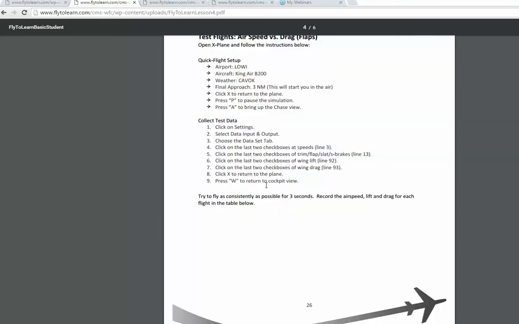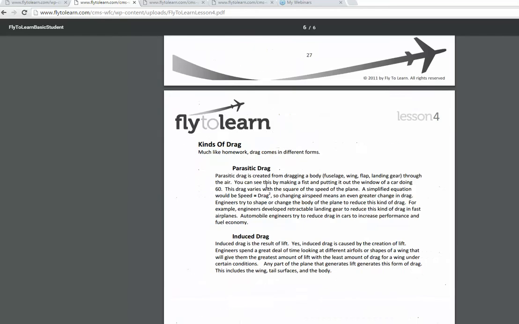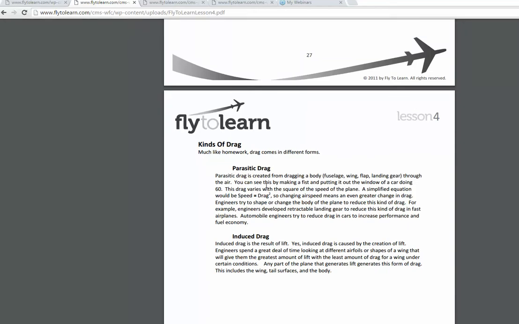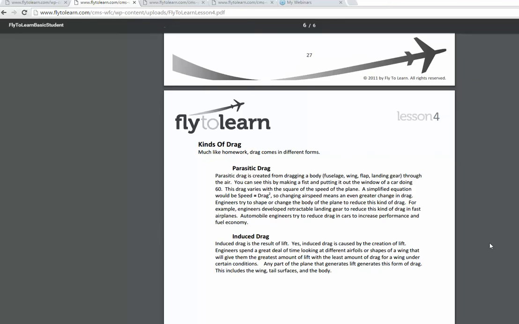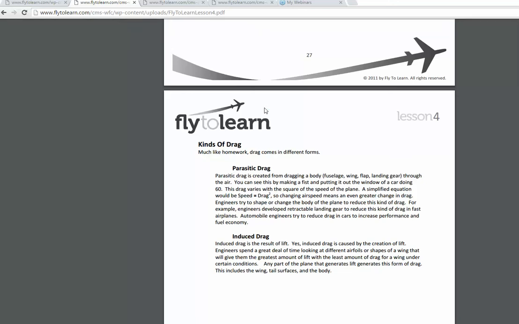and we also discussed stall. We talked about parasitic and induced drag. Parasitic drag literally just being caused by dragging a body through the air, and induced drag being drag that is caused by an increase in lift.